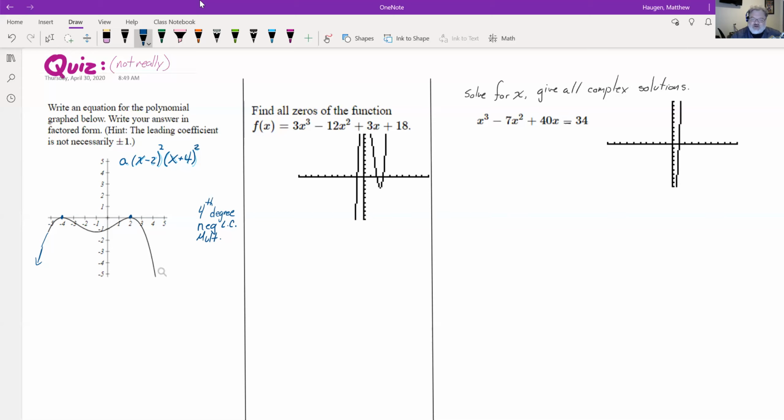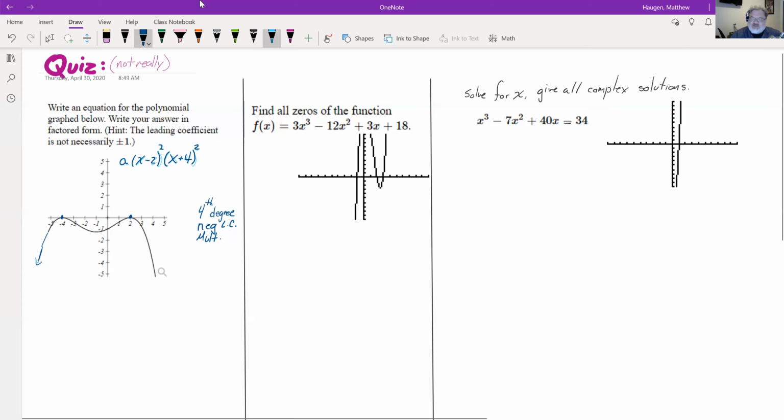So then to build our polynomial, we know the 0 or the root or x-intercept at 2 means we have to have a factor of (x minus 2) squared because of the multiplicity, because of the bouncing off the axis. (x plus 4) because of the negative 4, and again squared because it bounces off that axis, so it has to have an even multiplicity.